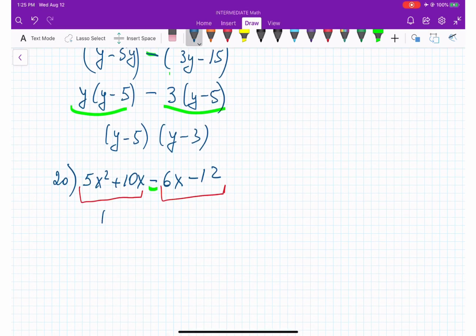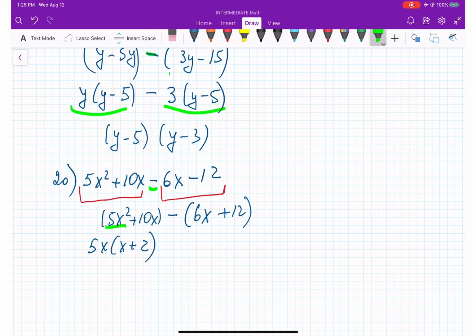So let's see, we have 5x squared plus 10x. Here we have minus, so negative 6x becomes positive 6x, negative 12 becomes positive 12. All right. 5x squared plus 10x, this is equal. So common factor is going to be 5x. Here I have x plus 2, because 5x squared divided by 5x, we are getting x. And if we take 10x divided by 5x, we are going to get 2.